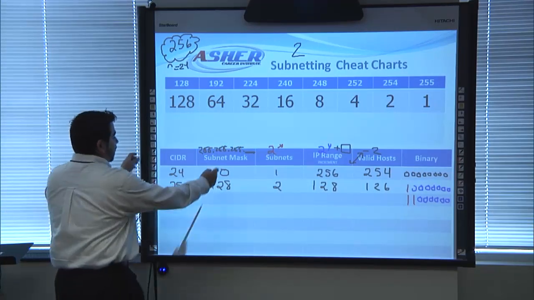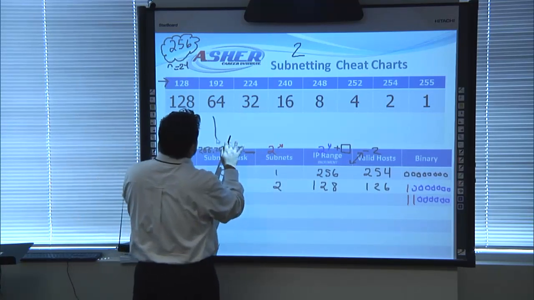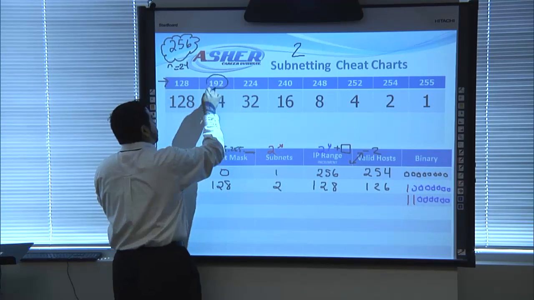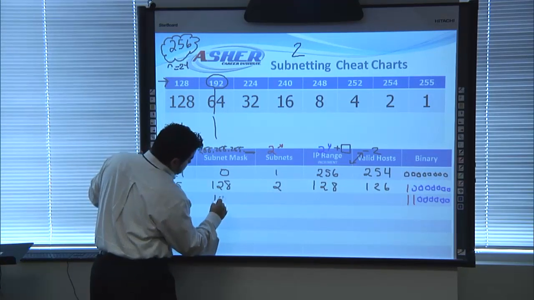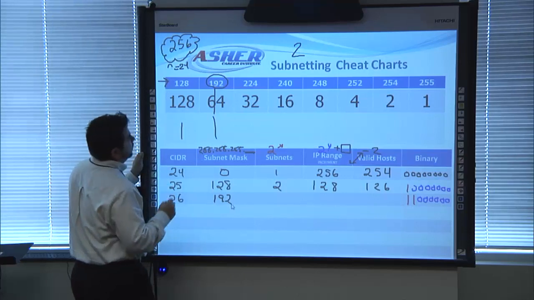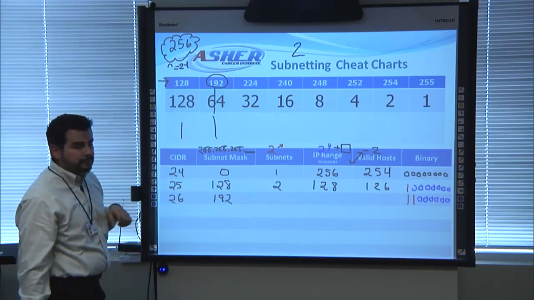192. That's right. When we looked at the subnet mask, we look at this bar right up there. It looked like this because we're just borrowing 2 bits, so we just jumped straight to there. You can also just do 128 plus 64. That will also give you 192.